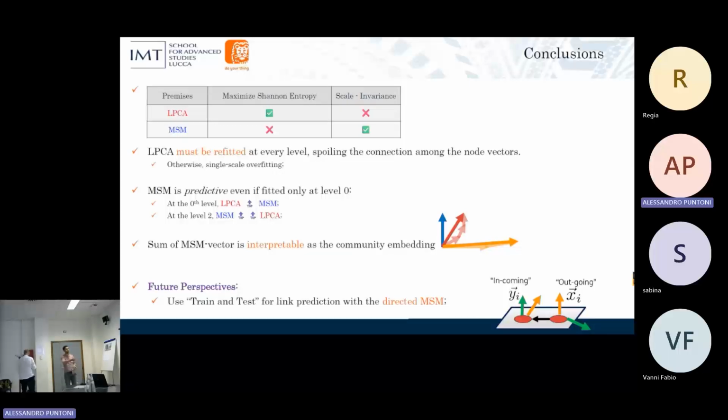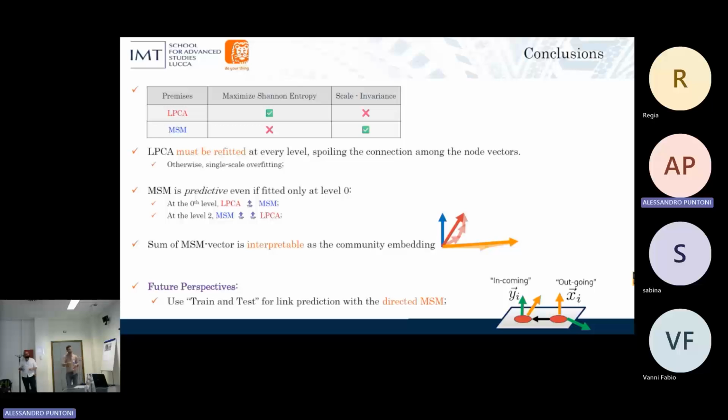LPCA must be refitted at every level, but every non-renormalizable model should be refitted at every level. We have seen that at level 0, LPCA was doing a better job than the multiscale model, but not by much. While changing scale, it is really the multiscale model that outperformed the other. We have seen that we can interpret the sum of multiscale vectors because now we know that that vector is the community one.